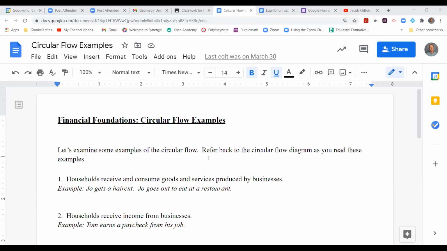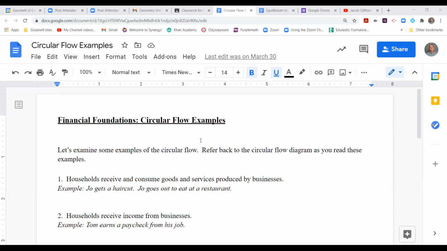When that employee, that waiter or waitress, gets their paycheck every couple of weeks, what's the government get out of that? They get some tax money. They get income taxes paid. They get Medicare. They get FICA. They get Social Security paid. So even what appears to be a relatively simple transaction is still part of this whole circular flow thing.